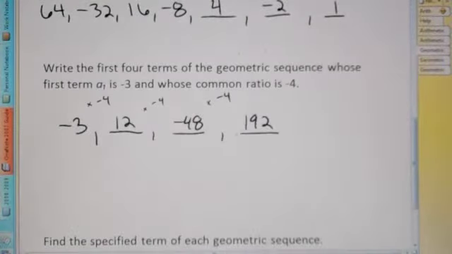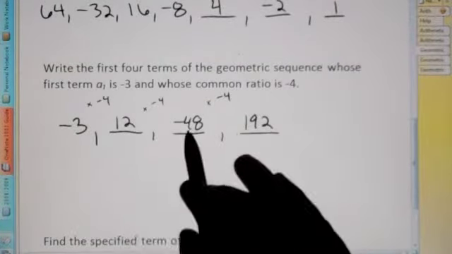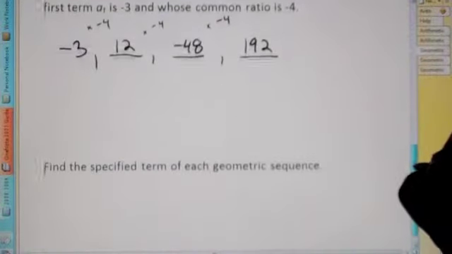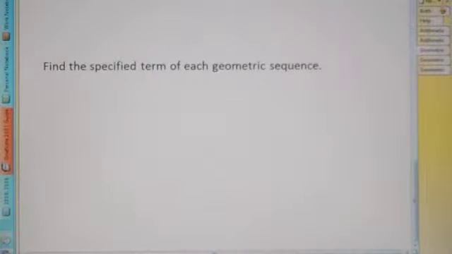Okay? So this is very basic. We're just multiplying. Again, since our ratio is negative, notice negative, positive, it switches symbols. Alright, and lastly, find the specified term.